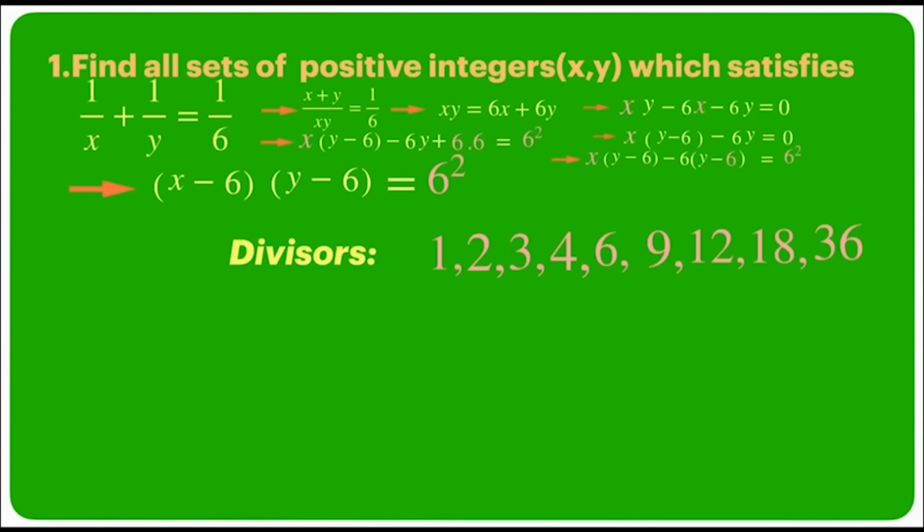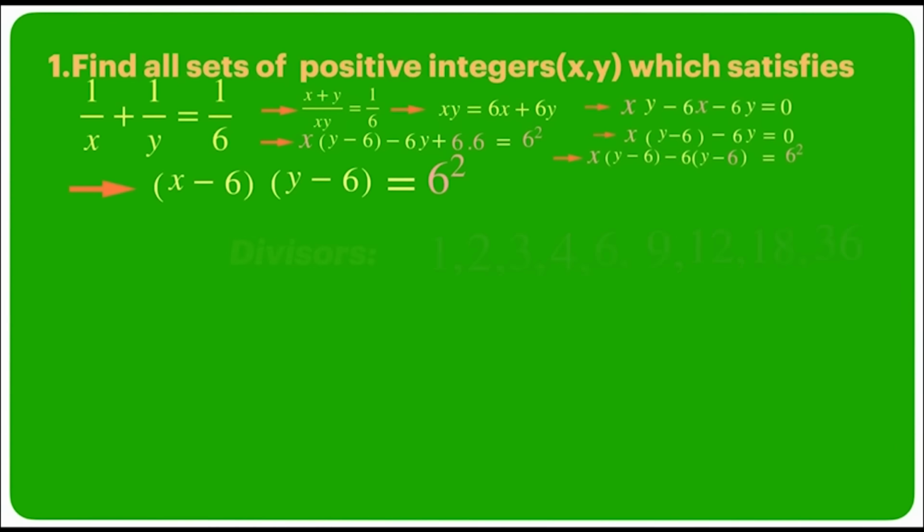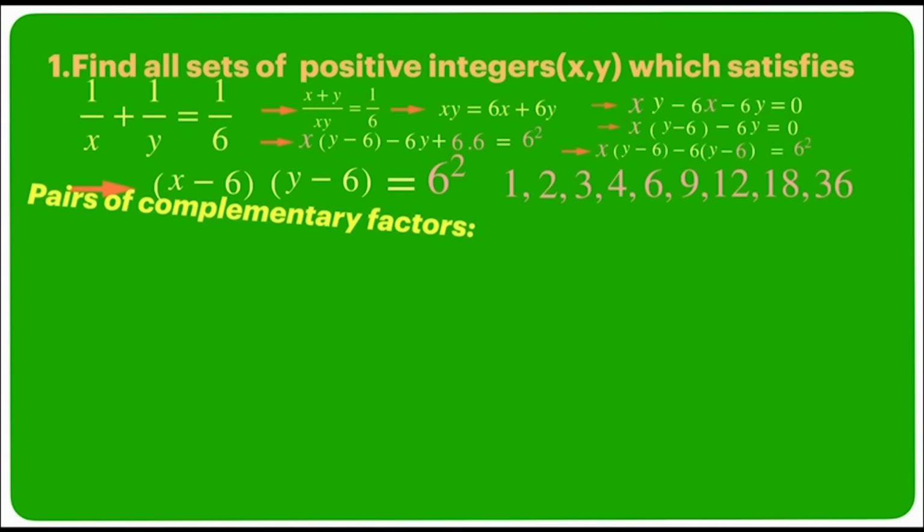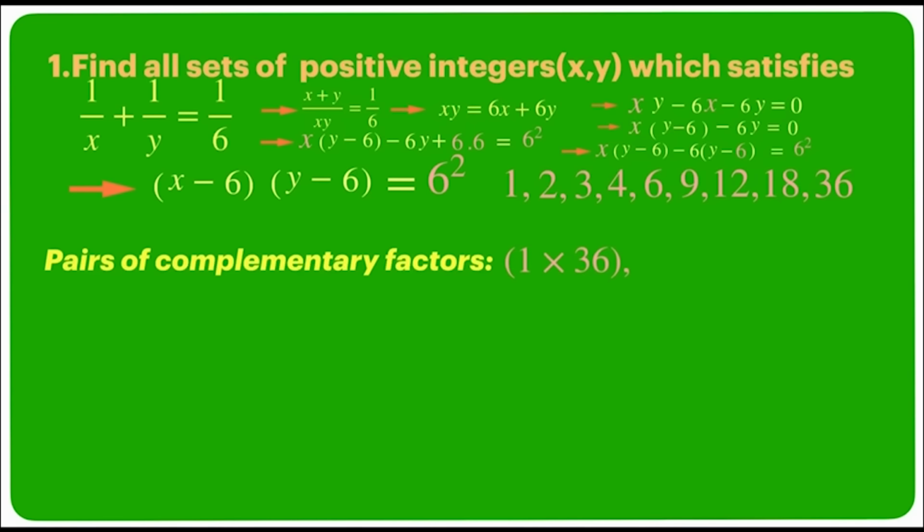So from these 9 divisors we can form the complementary pairs of factors to be equal to x minus 6 into y minus 6. How do we form this pair? So let us see here pairs of complementary factors. First of all, we can take the first pair as 1 into 36. Then also we can take the second pair, that is 2 into 18, and next we can write 3 into 12, and then 4 into 9, another pair.